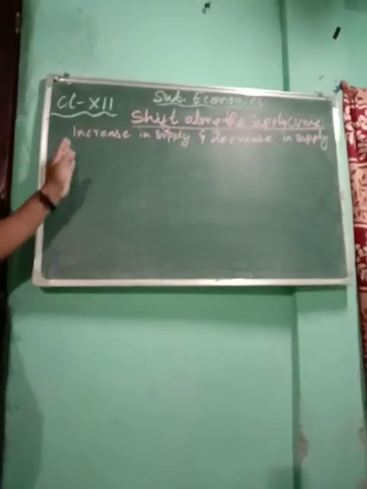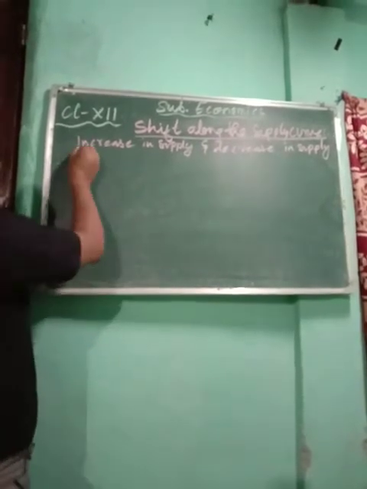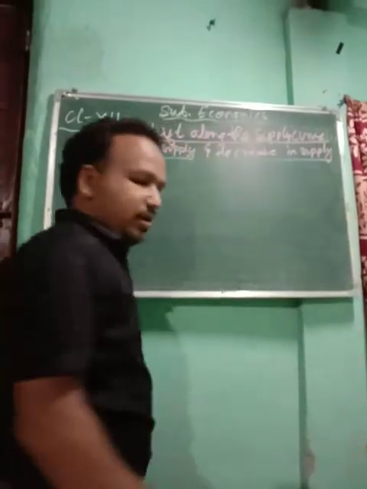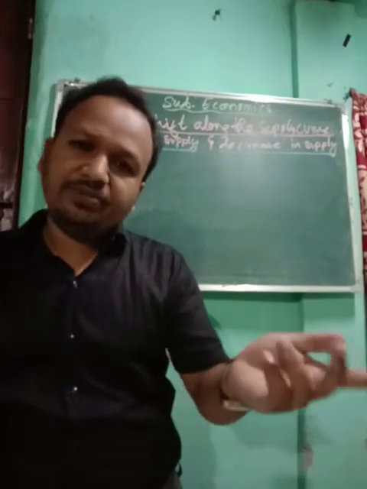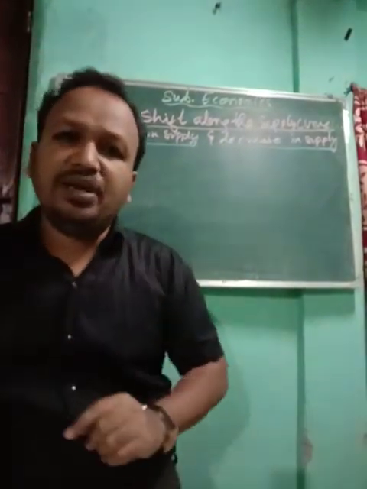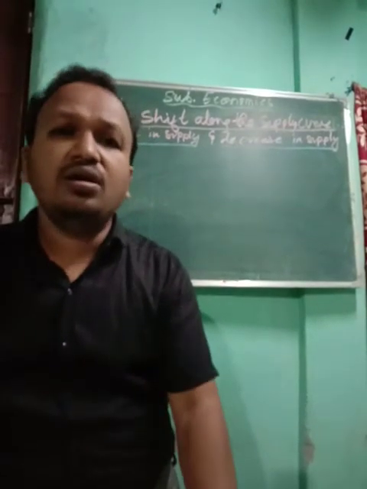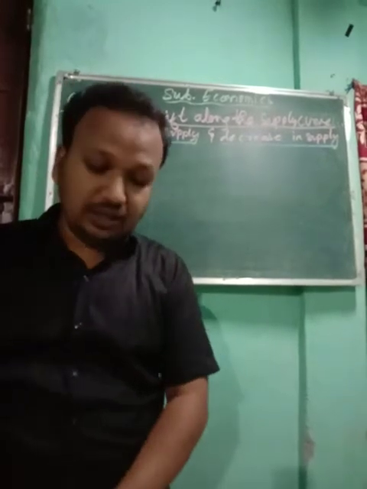Now children, shift along the supply curve. We are going to talk about increase in supply and decrease in supply. Just now you have seen movement along the supply curve, where there is a change in price as well as a change in quantity. In shift, the price will remain constant; only there will be a change in your quantity. Why? Due to other factors.